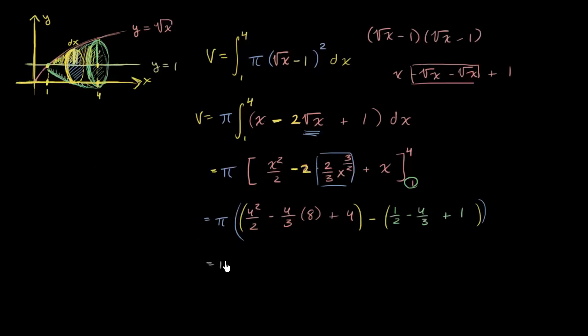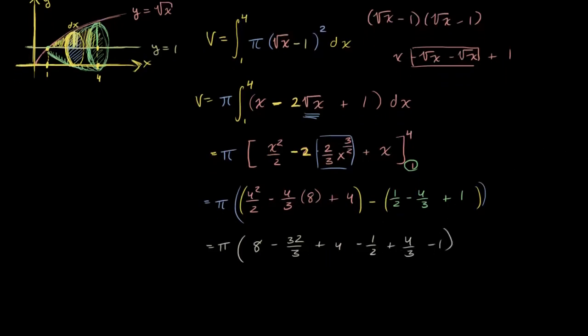This is going to be equal to pi times, well, 4 squared over 2, that is 16 over 2, which is equal to 8. And then you have 4 times 8, which is 32 over 3. So minus 32 over 3 plus 4. And then you have minus 1/2. We're just distributing the negative. Plus 4/3. And then you have minus 1.